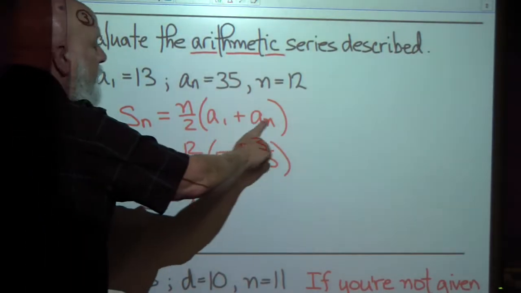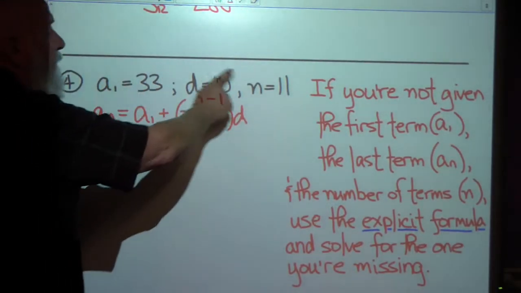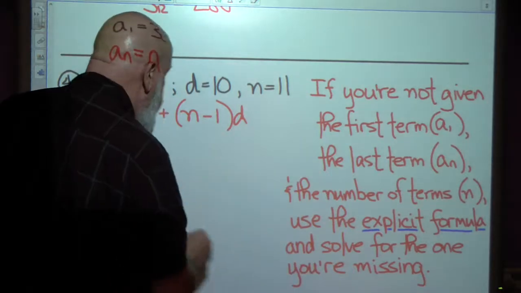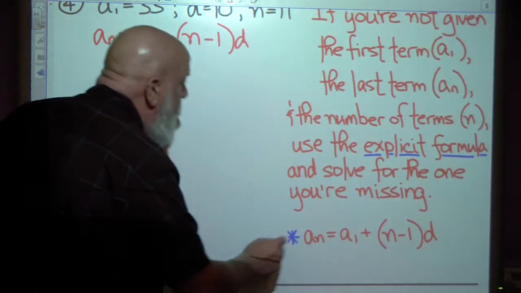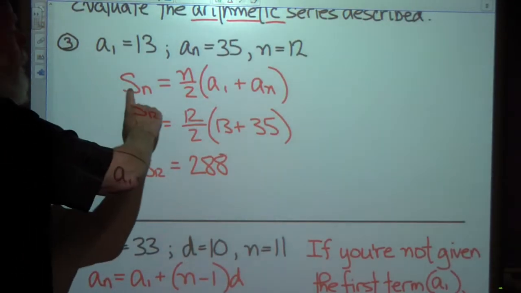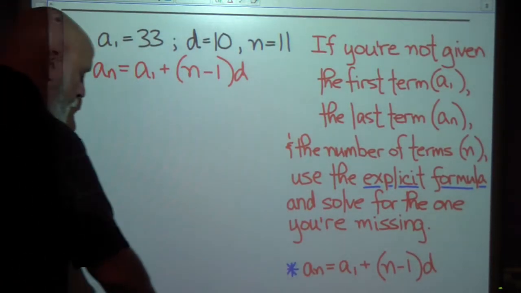this formula that we just did. We need the first term, the last term, and the number of terms. We have the first term, we have the number of terms, but not the last term. So I'm going to use the explicit formula, determine what the last term is, and then use our series formula. That's the plan. So here we go. Let's see if I can do it.